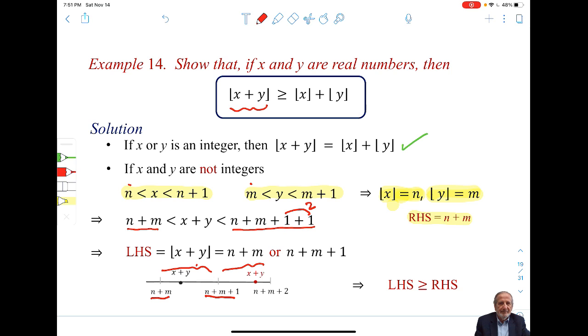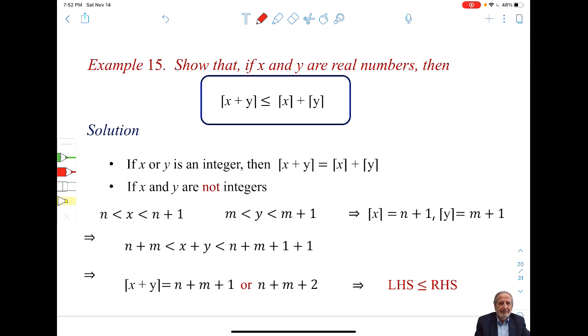And you see, that means the left-hand side is greater or equal than the right-hand side. And actually, when it's not equal, it will be greater by only 1. This is similar, you can do it on your own. The ceiling function of x plus y is less or equal than the ceiling function of x plus the ceiling function of y.